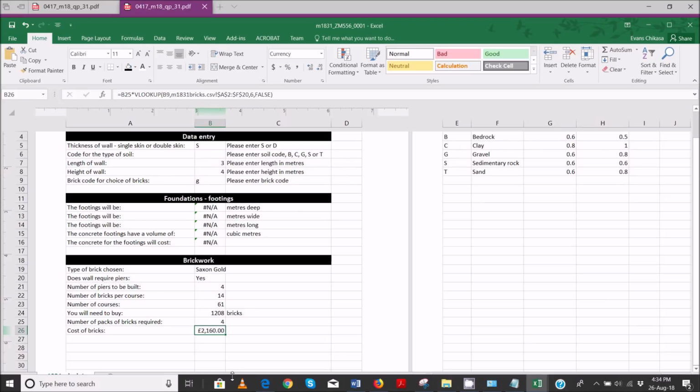And then also concrete for the footing will cost. Let's see. So this is also money, so this needs to be formatted as currency as well. The other thing that you can do is just copy this, use the format painter, and just paint it like that, and you have the value formatted. You don't need to go there, click there. Just format it as a particular cell to inherit the properties of the other cell.